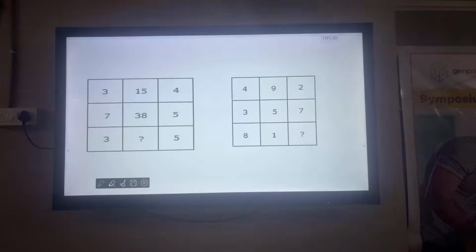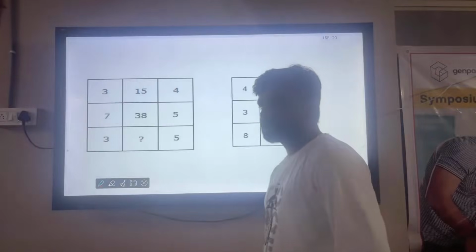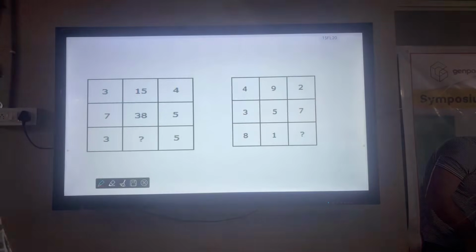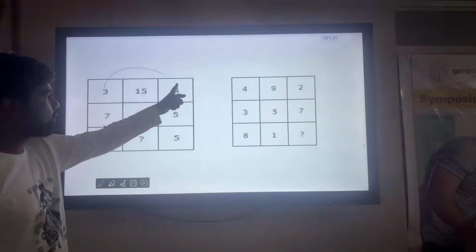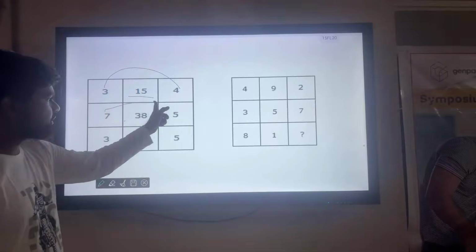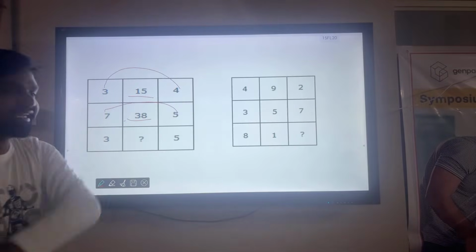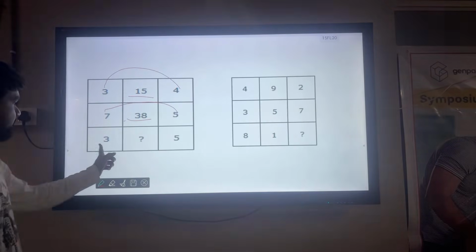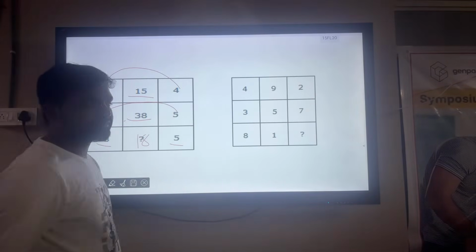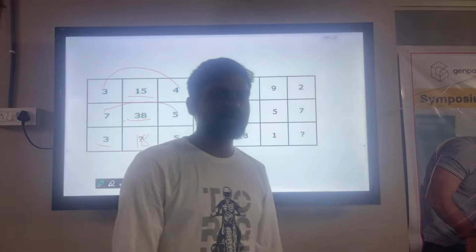In Infosys, puzzle solving is very important. If you observe this one: 3 4s are 12, plus 3, 15. 3 7s are 21... 3 5s are 15, plus 3, nothing but what is the answer here? 18. Answer is what? 18.